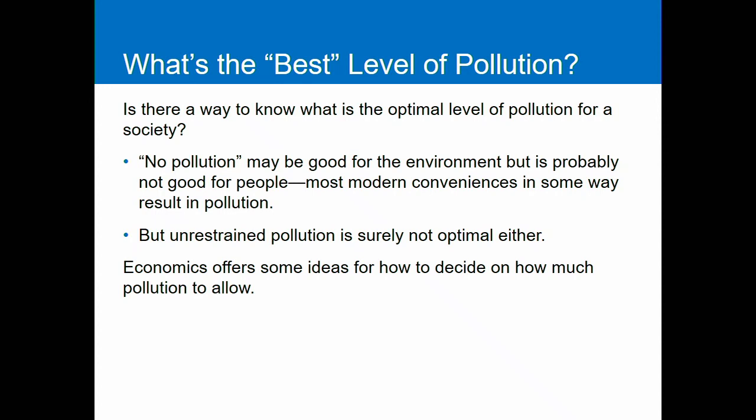So the example your textbook uses for externalities is the classic example. It's what I'll work with through most of this section: what is the best level of pollution? What's the optimal level of pollution? While no pollution may be a great goal, and it may be great for the environment, it's not good for people. Because most modern conveniences we have result in some pollution.